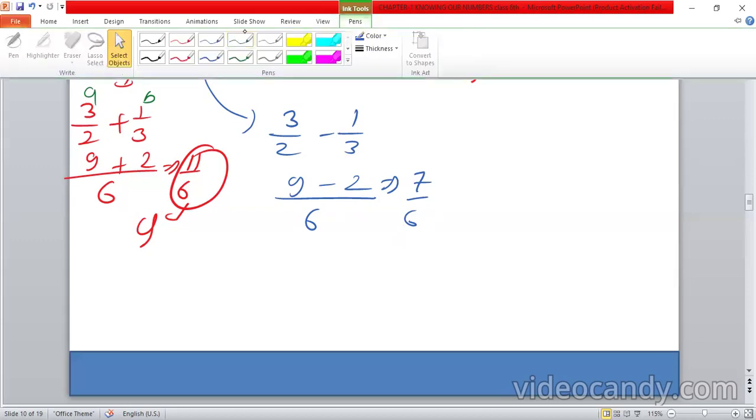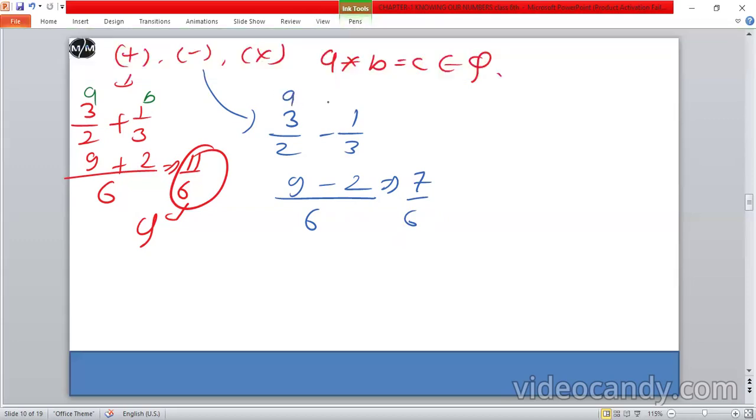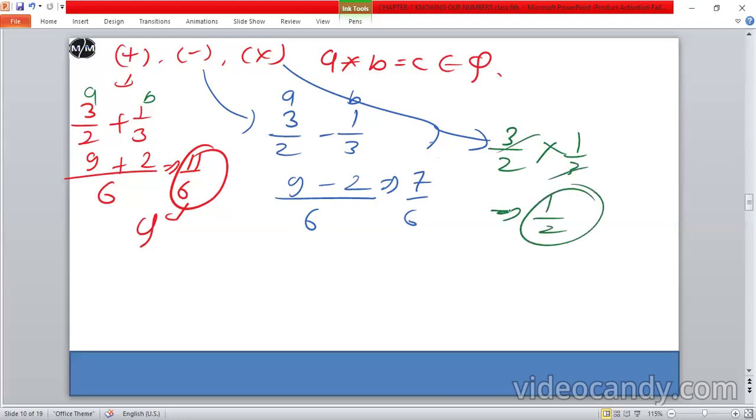Okay, and it means here also A and B are rational numbers, and the answer is also a rational number. We'll see this for multiplication. Means 3 by 2 multiply 1 by 3. We get 1 by 2, which is also a rational number. It means closure property is applicable for addition, subtraction, and multiplication in rational numbers.